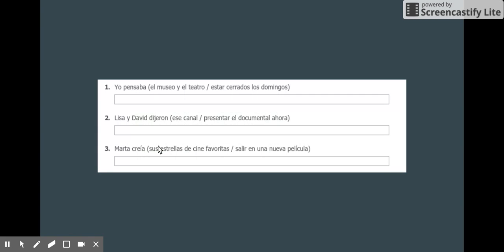For the homework, all you're doing is forming the sentences using the conditional tense. In the first one, "yo pensaba el museo y el teatro estar cerrados los domingos." The verb in this is estar, so we'll put estar in the conditional, estaría, since the subject is el museo y el teatro, or estarían, no, since it's plural. So a full sentence would be, "Yo pensaba que el museo y el teatro estarían cerrados los domingos."